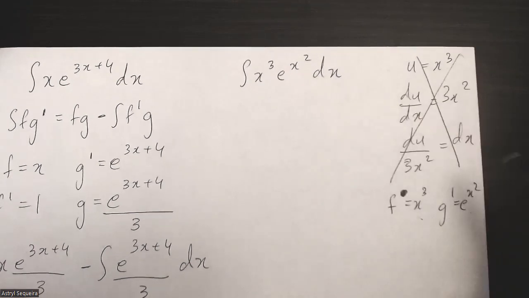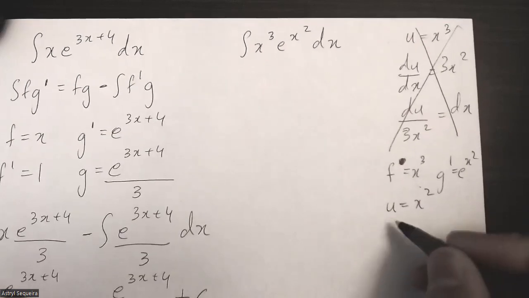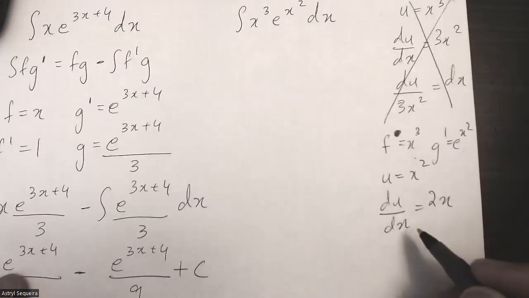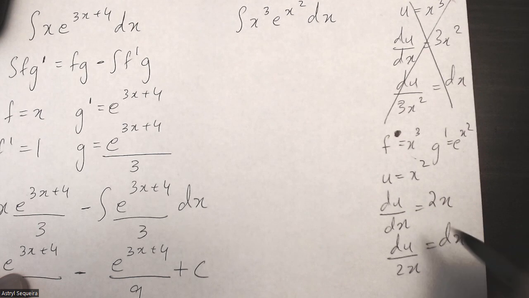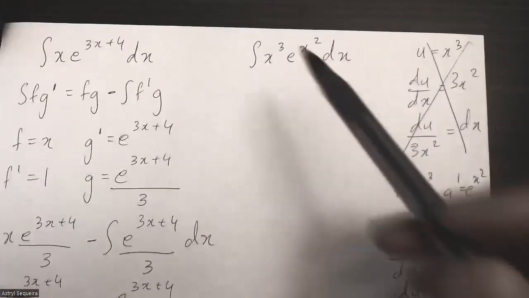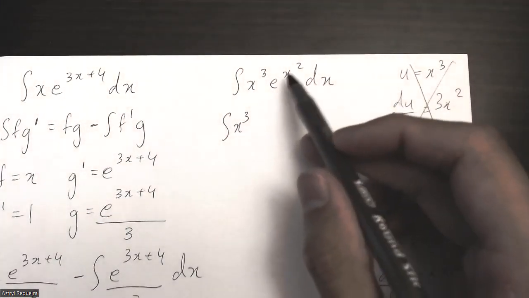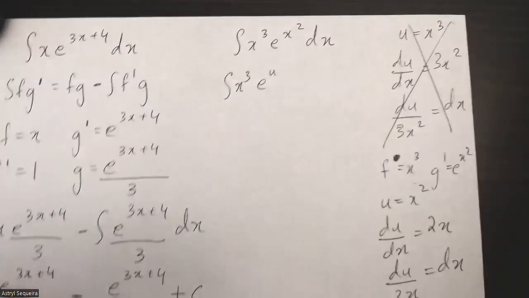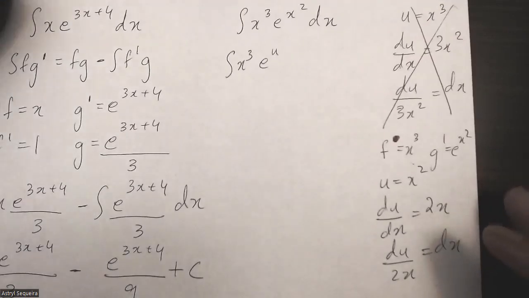What you actually have to do in this question is make u equal to x squared. So du over dx equals 2x. And then if I isolate dx, du over 2x equals dx. I just cross multiplied those. So now in this equation, I'll write the x cubed the same. I'll replace the x squared with my u. So I have e to the u. And I'll replace the dx with du over 2x.